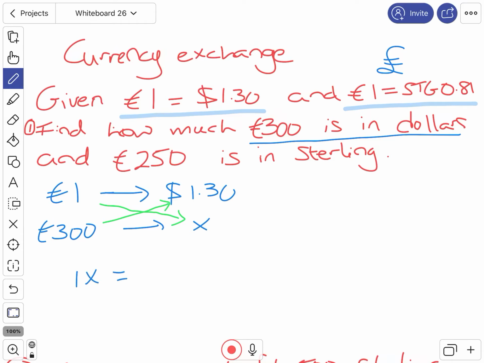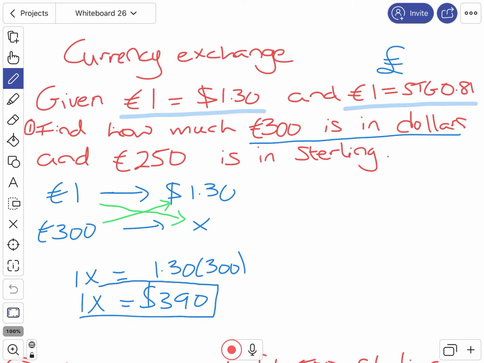Is equal to 1.30 by 300. I get my X, or 1X, which is just X, is equal to 390, and this is dollars, so I put my dollar symbol. And that's my question done there. So that's just a different way to do it if you can't spot straight away whether you're multiplying by 1.3. The other thing to note here is that you're either going to be multiplying by 1.3 or dividing by 1.3 if it's dollars. If we're talking about sterling, you're either going to be multiplying by 0.81 or dividing by 0.81. It has to be one of those options, so either multiplying by it or dividing by it.